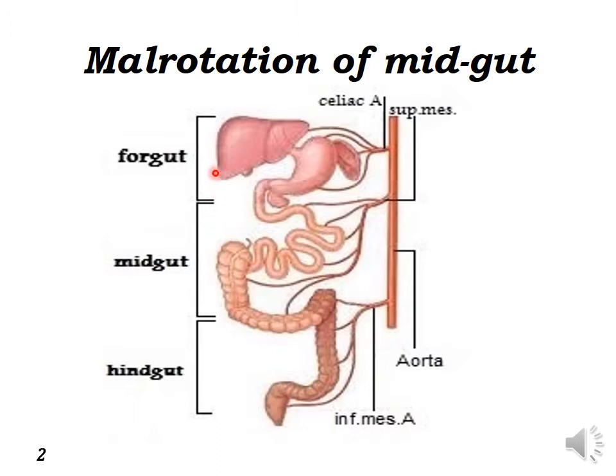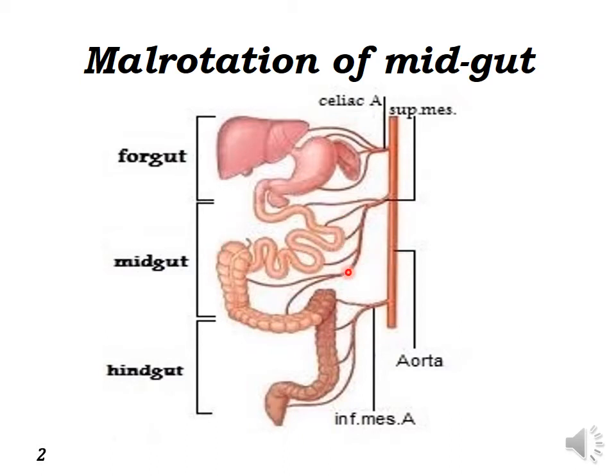And you know that the foregut is supplied by the celiac artery, the first branch of the abdominal aorta. The midgut is supplied by the superior mesenteric artery, and the hindgut is supplied by the inferior mesenteric artery. So our disease is the malrotation of midgut, or abnormal rotation of midgut.